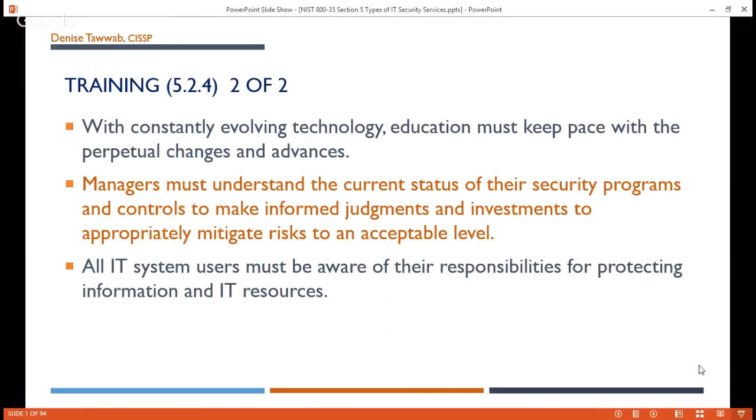Managers have to understand the current status of their security programs and controls to make informed judgments and investments to appropriately mitigate risk to an acceptable level. And all IT system users have to be aware of their responsibilities for protecting information and IT resources.